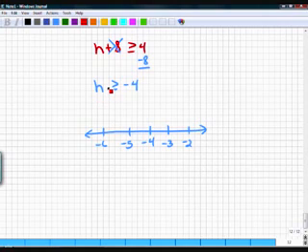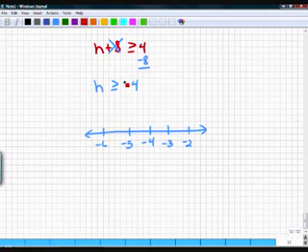Because H is all things greater than, which means bigger, right? H is all things bigger or, what's that line mean? Equal to negative 4. So H would be 0, that's bigger than negative 4. Could H be a million? Sure. Could H be negative million? No, because it's smaller than negative 4.